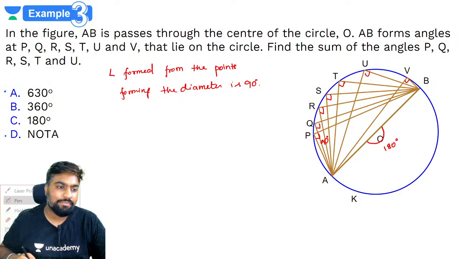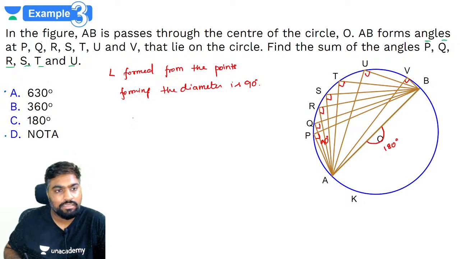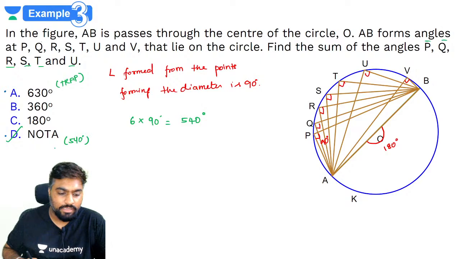But the trap here is with the question asked, they're asking P, Q, R, S, T, U and V only. Sorry, only till U. I was also reading the wrong part of the question. Asking P, Q, R, S, T and U only, right? So they're only asking for 6 angles, not 7. So 6 into 90 will be 540 degrees. This is the trap. Okay, read the question carefully. 540 degrees. Done?